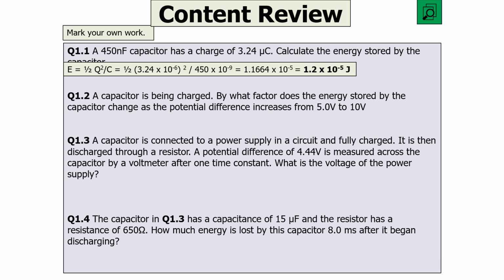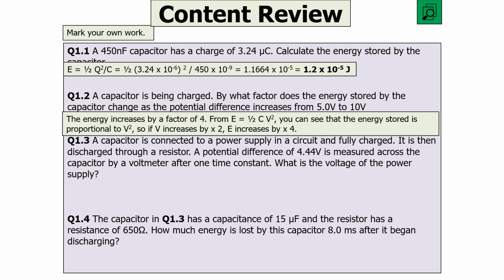In this next one, we can see from the equation we've got capacitance is a fixed value, but V is changing. So we know E is equal to a half CV squared. That's an equation for the energy stored by a capacitor. So because C is constant, we can see that the energy stored is proportional to V squared. So V increases by a factor of 2, 5 to 10, well then energy will increase by a factor of 4.